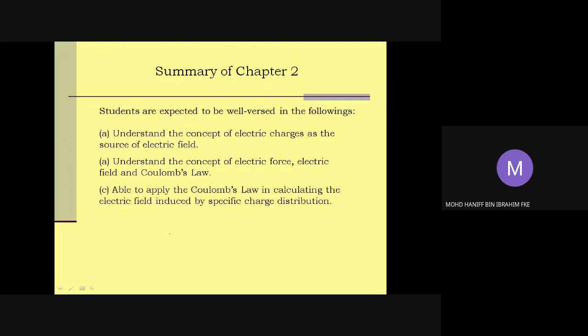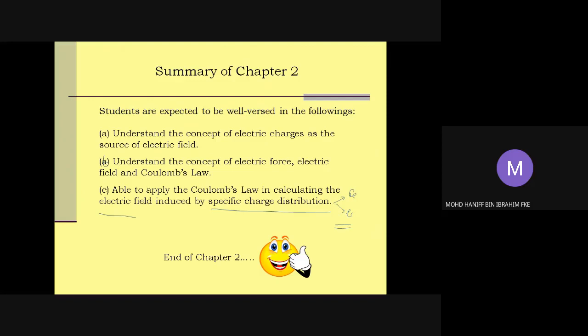And part C, sorry, this should be B just now. Sorry for my typo. It should be B. For part C, you have been taught how to apply Coulomb's law in calculating the E field intensity induced by a specific charge distribution, which includes the rho L line charge and also the surface charge. Okay, so that's all we have learned previously. So that should be the end of chapter 2, and I believe that you have understood this topic of Coulomb's law well. Do you have any questions for this chapter 2 so far?